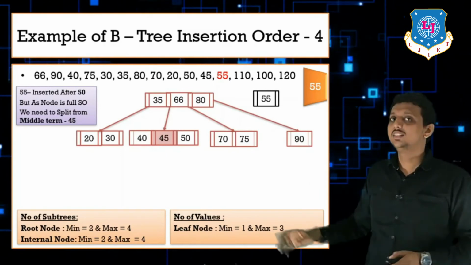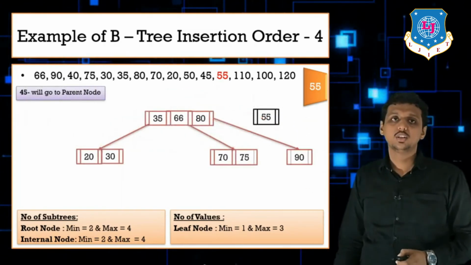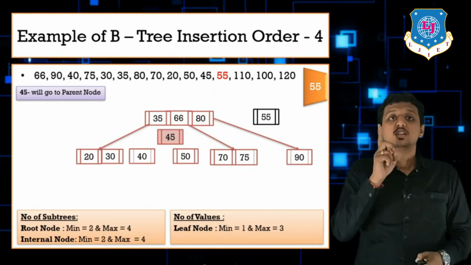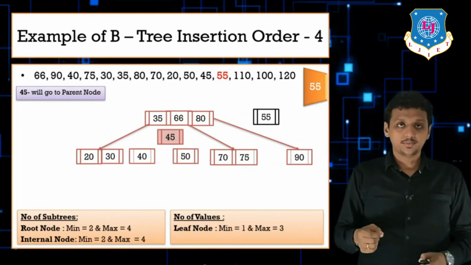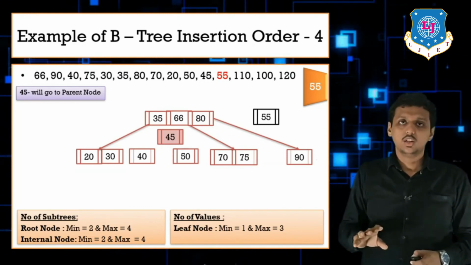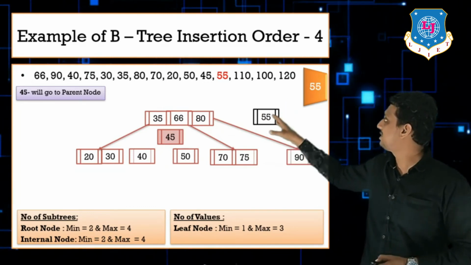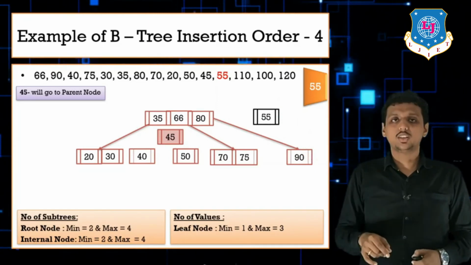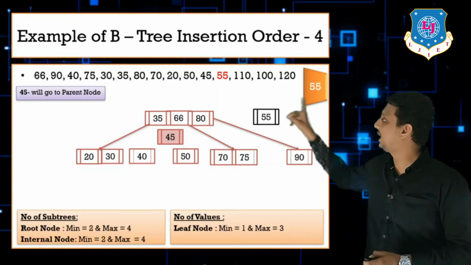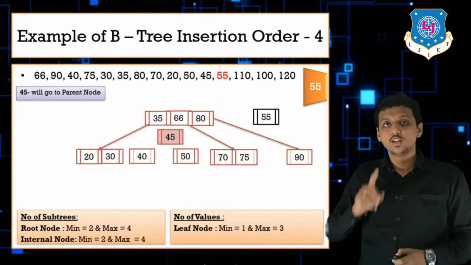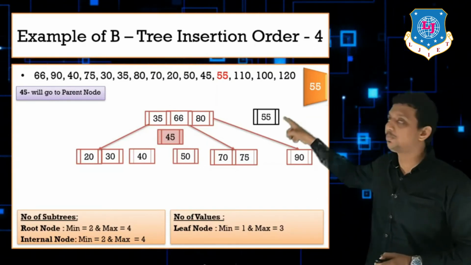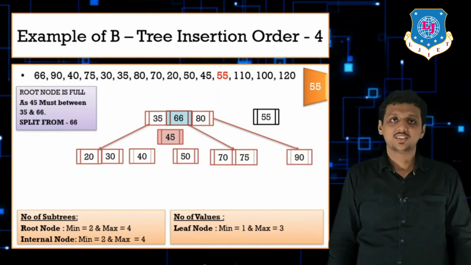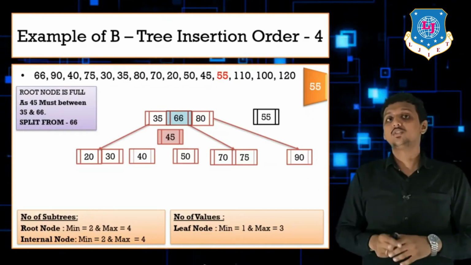But tell me, is there any space still remaining at the parent node? No, because the parent node is already full. The parent node contains 35, 66 and 80. So 45 cannot be inserted over there until you make space at that position. So what I need to do is split again, but this time I need to split the root node 66.